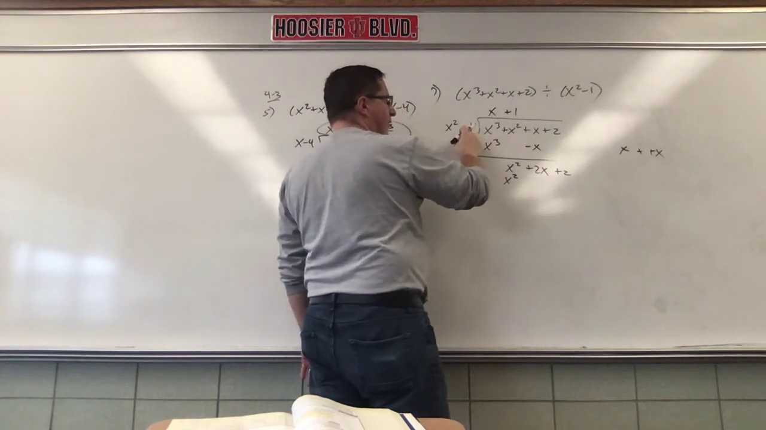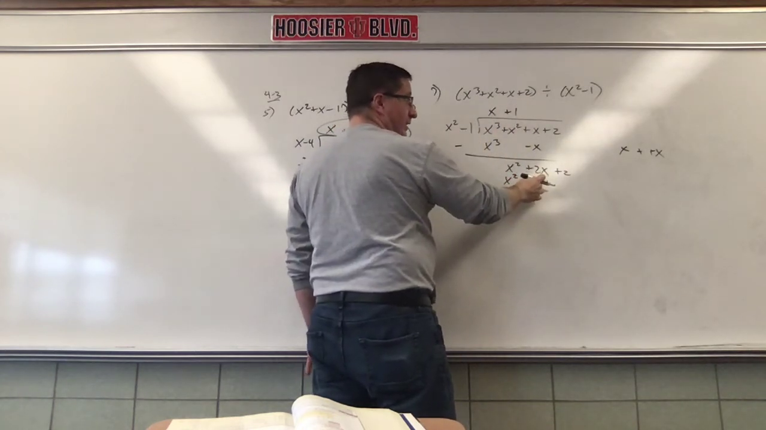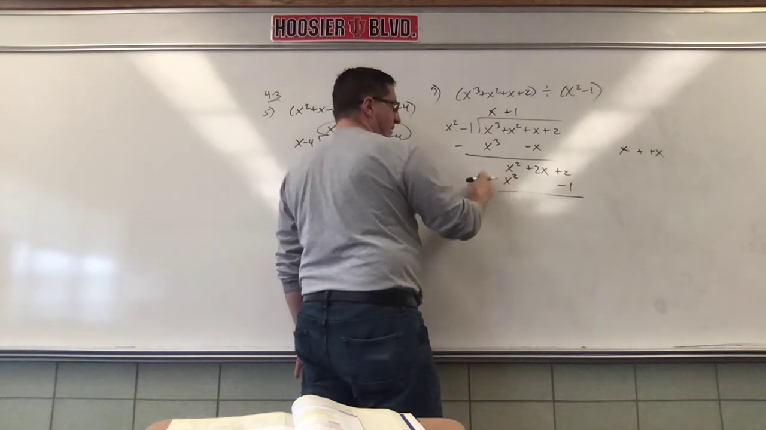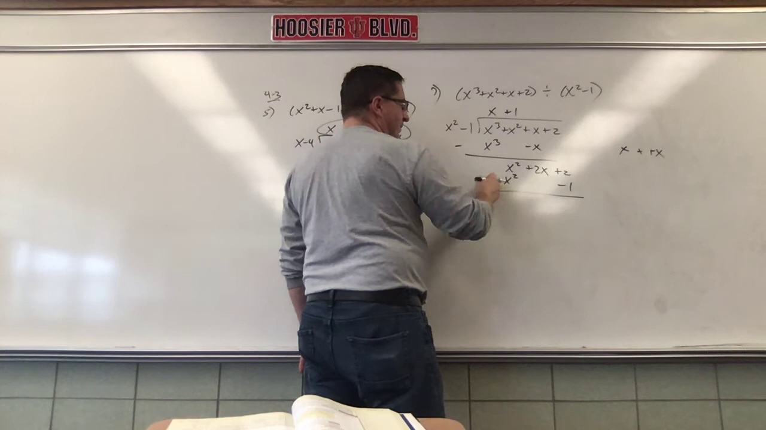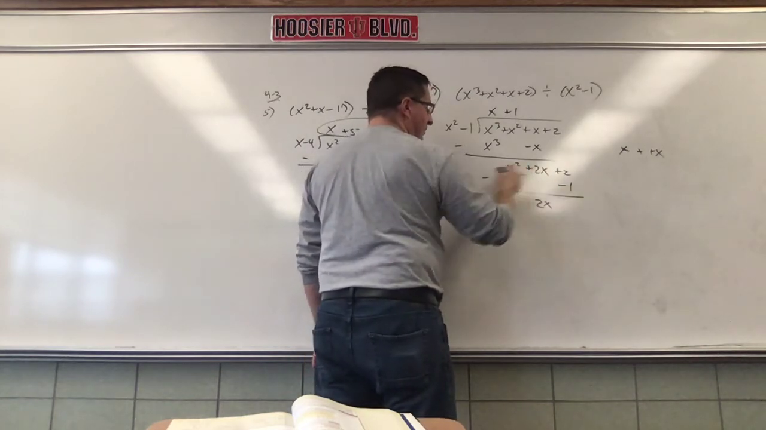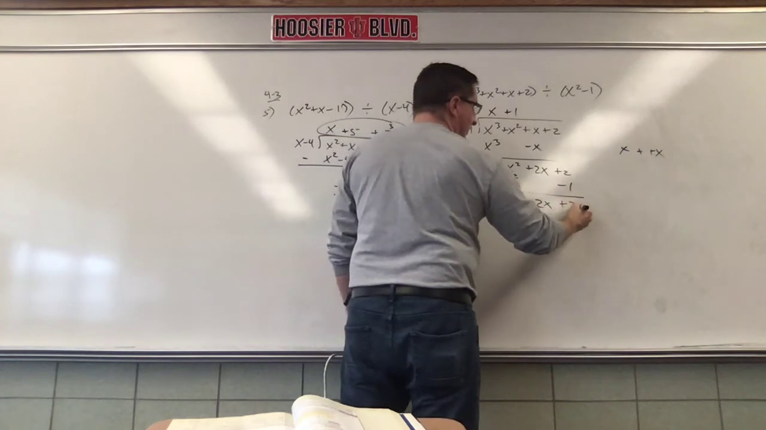1 times negative 1 is negative 1, but I'm not going to write negative 1 here. I'm going to write it right here. And then we subtract. X squared minus x squared is gone. 2x minus nothing stays 2x. 2 minus minus 1, minus minus is plus plus, which is 3.